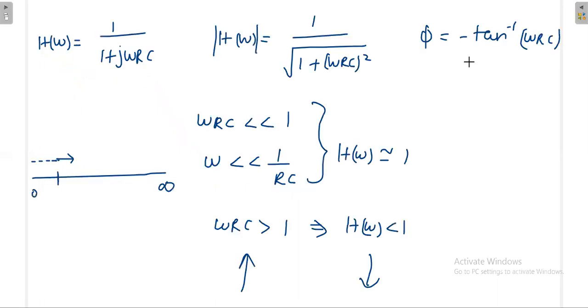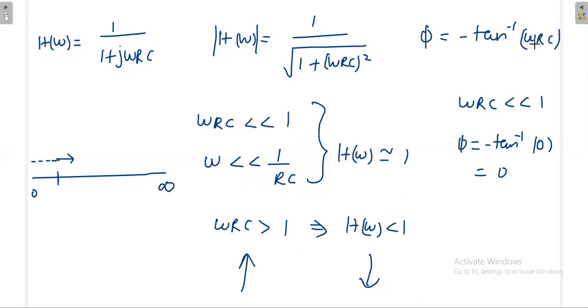Okay, phase again. If omega RC is much, much less than 1, then what would be the phase? Minus tan inverse of, if it is close to 0, I can assume it like a 0, then it is 0. When frequency is 0, the phase is 0.